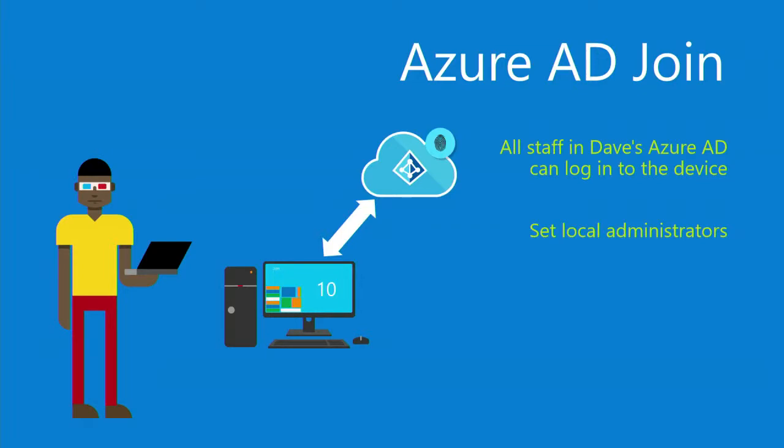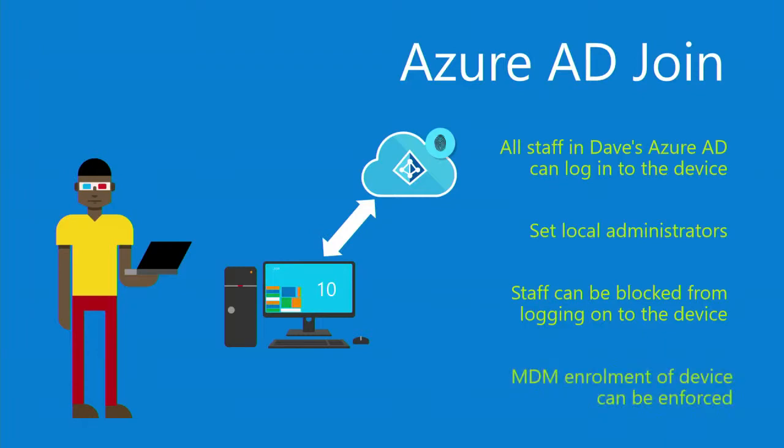Dave can also, and I like this one, block staff from being able to log on to a device. So if Dave wants to take the really nice laptop home to play Minecraft at the weekend, 4 o'clock in the afternoon, he can block log-ons to that device, so none of the staff can log into it. It's reserved for him.